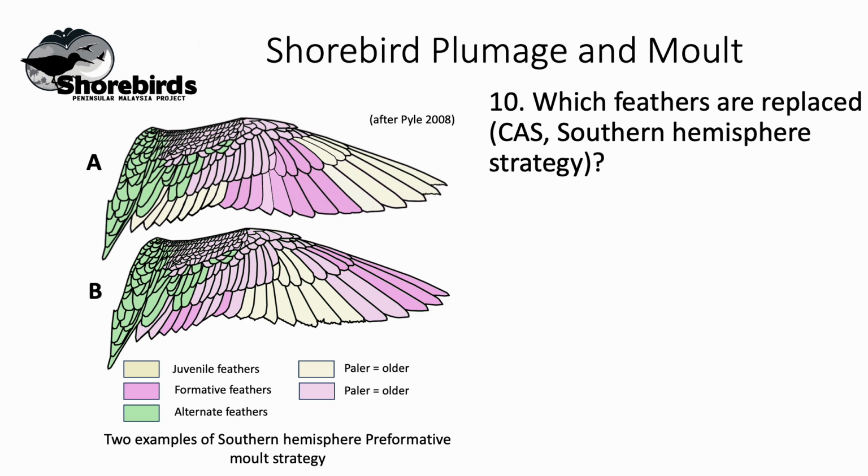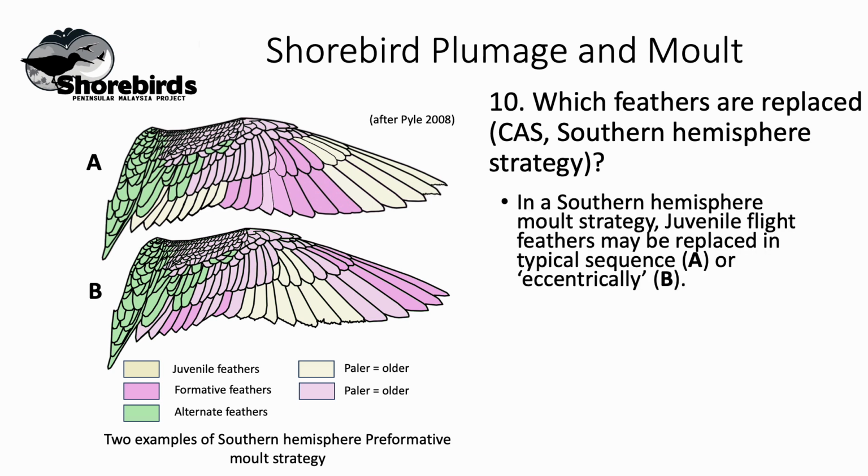So in the top one, A, we can see that the formative flight feathers are molted in what we call a typical sequence. That is, from the innermost primary outwards and from the outermost secondary inwards. But in B, this is what's known as an eccentric sequence, where molt begins with the outer primaries and moves outward, and sometimes it occurs in the middle or the inner secondaries, and it can move both inward and outward from that starting point. But generally, I think I'm right in saying it'll move inward toward the body. So here's an example of an eccentric molt sequence.